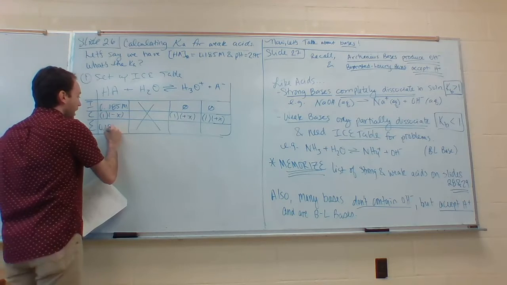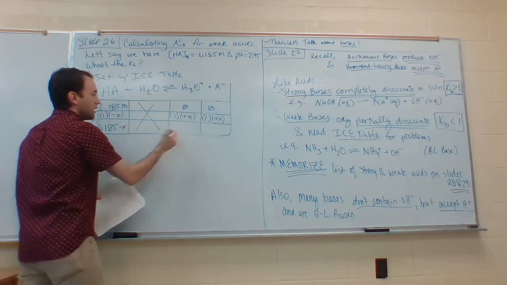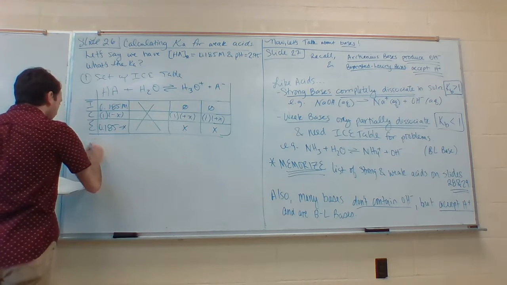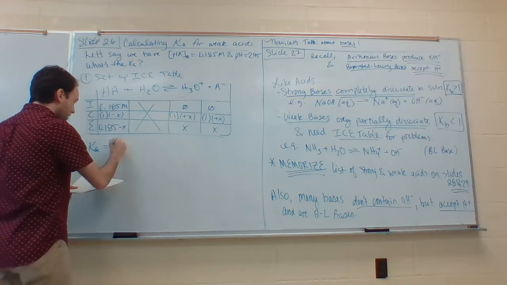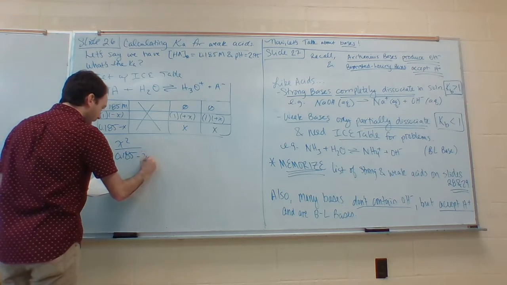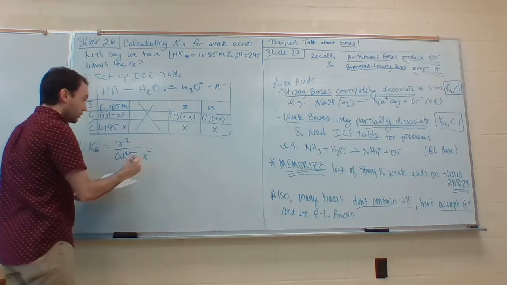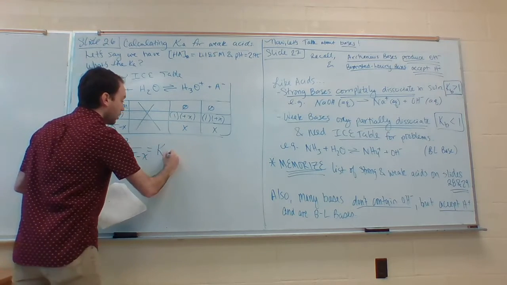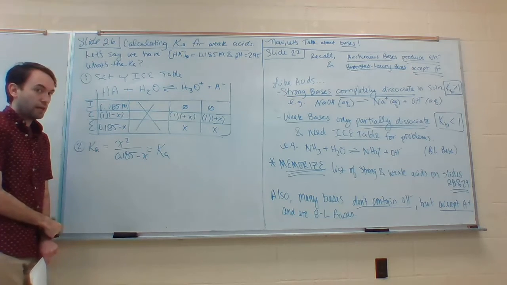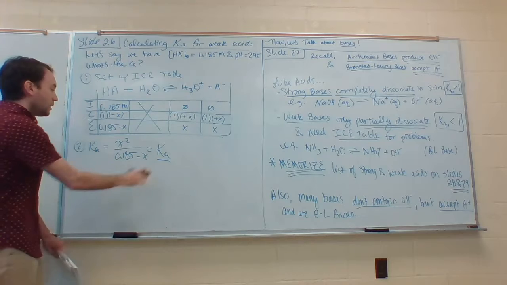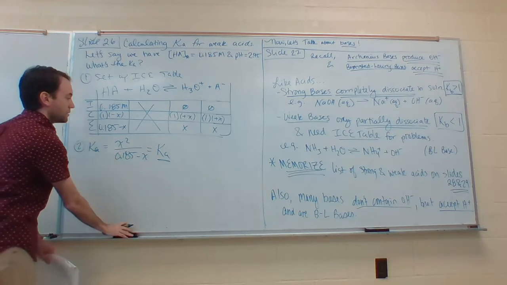All right. So then we have the addition of these. So we've got 0.185 minus X. We have X, and we have X. Then what we're going to do is write our Ka. So we have Ka is equal to X squared over 0.185 minus X. And that's equal to, we would have to look up our Ka in a table, right? But we know that that is equal to our Ka. So say that we couldn't look it up in a table, and we're trying to find our Ka. We know that our Ka is equal to this, okay?